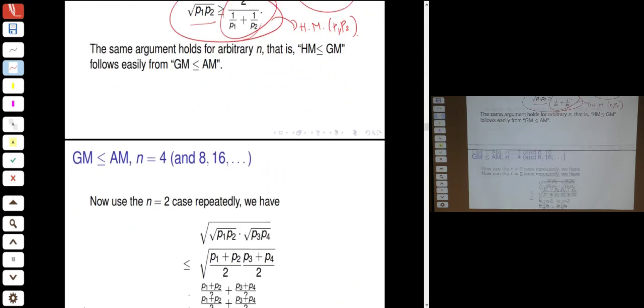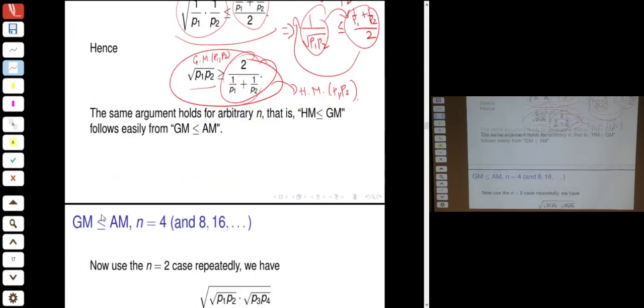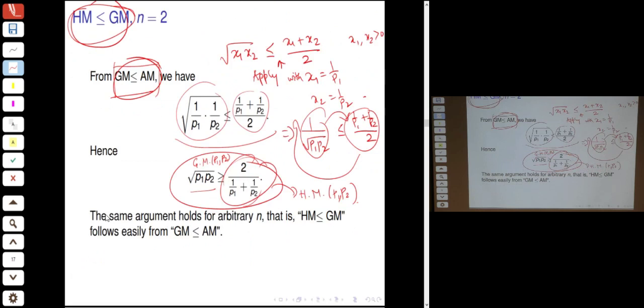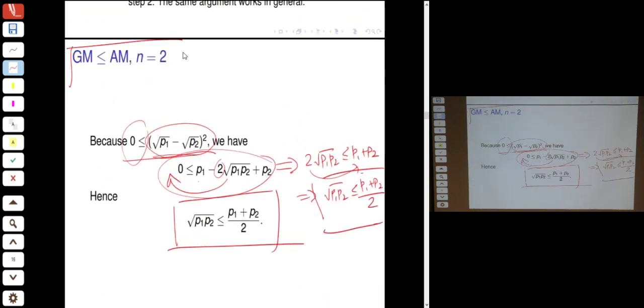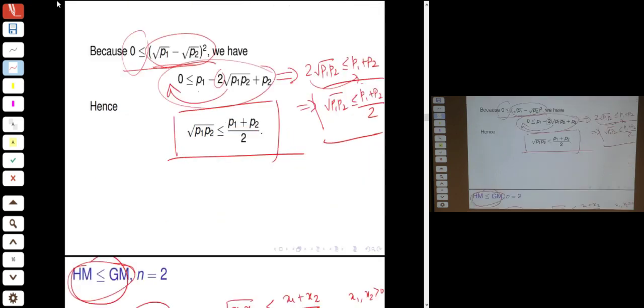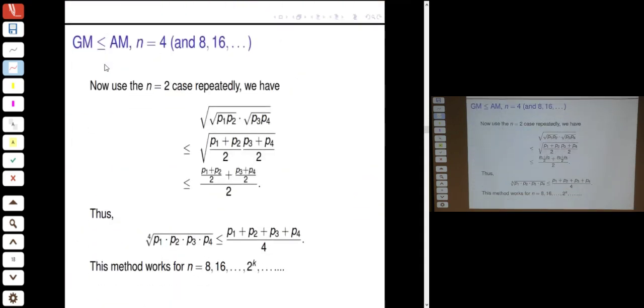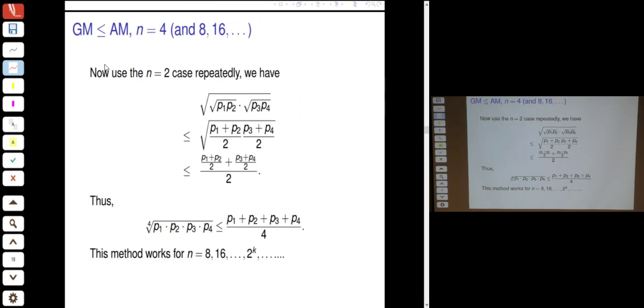So, let us now, indeed it is always enough to focus on the inequality GM less than or equal to AM, and in the previous slide we have established it for the case n equal to 2. So, let us now, as promised, move ahead and establish GM less than or equal to AM for powers of 2. For n equal to powers of 2, we will use the n equal to 2 case repeatedly.